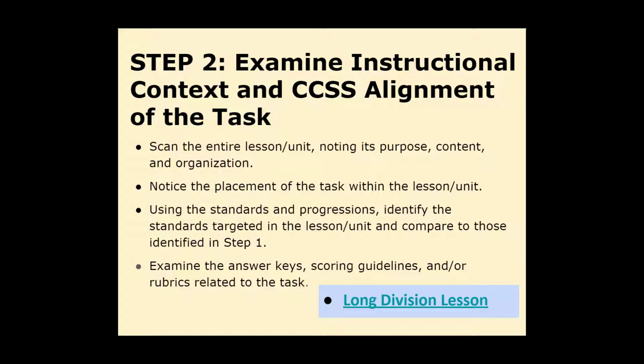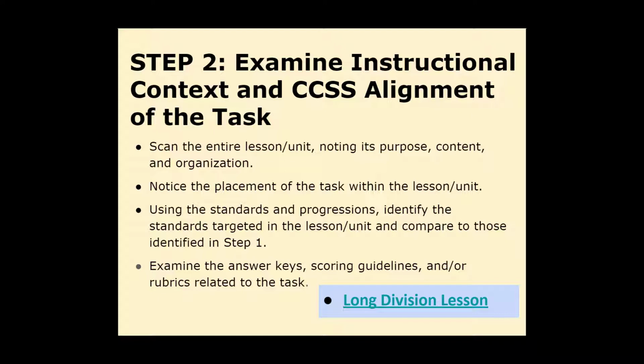We're going to look for the placement of the task within the lesson, which we don't really know what came before. She didn't really talk about what happened before. She did sort of allude to what will happen later, but we don't see any evidence for it. So we can only go by what we saw in the video. We're going to locate and compare the standard that she aimed to target with the one that is actually in the lesson. And we're going to compare the work and findings for the task to any answer keys, scoring guidelines, or rubric that might be found.